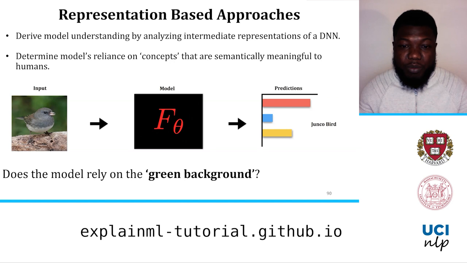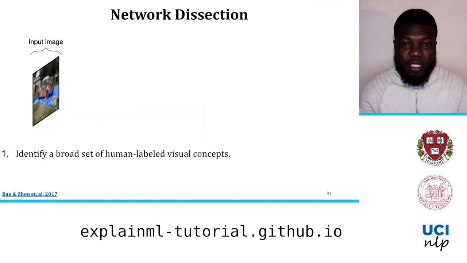A representation-based approach uses the internal embeddings or activations of a deep network to be able to provide an answer to these kinds of questions. So let's consider a method called network dissection. Here, network dissection in the first stage works by collecting a variety of images that represent concepts of interest.